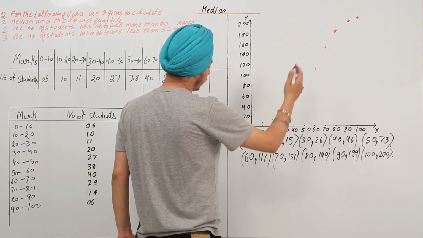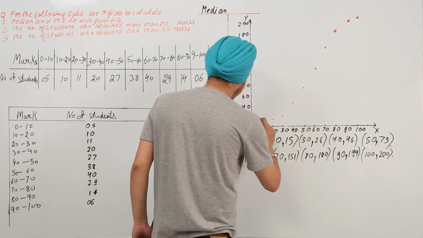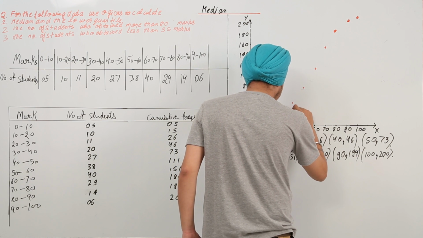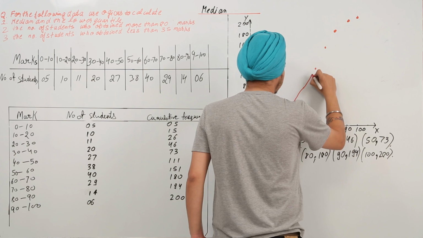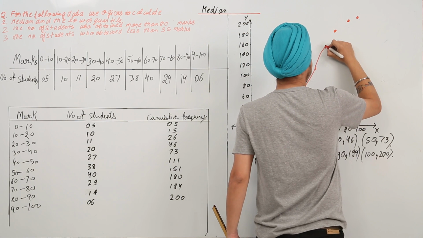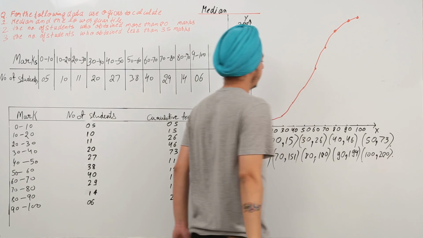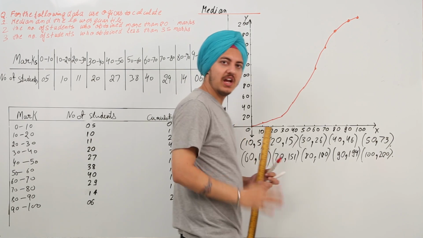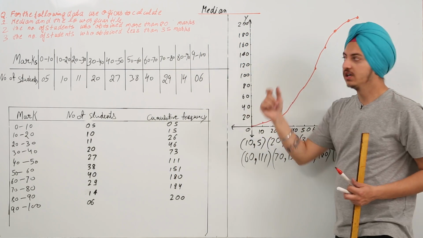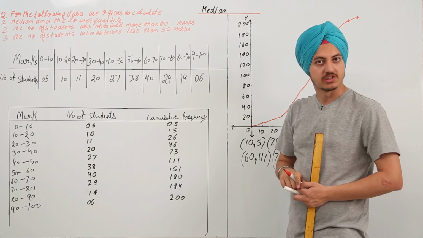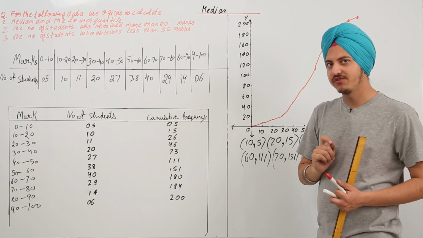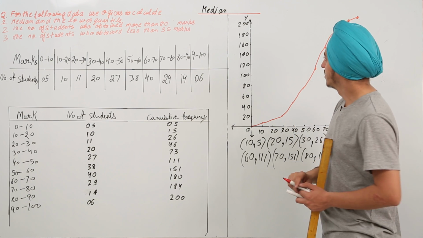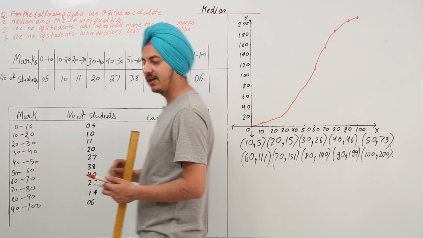What we have to do is just join them freehand, right? Right. So this is the ogive that we need. Now we have to use this ogive to calculate the median and the lower quartile first of all. So what is the median? What is the formula for the median? It is the n by 2th term, right?